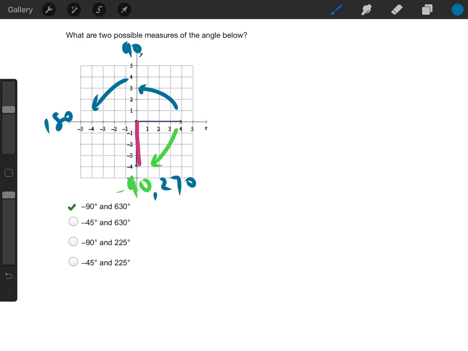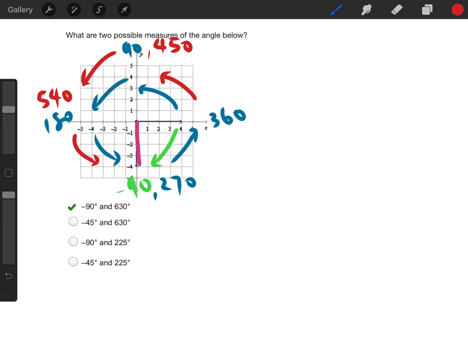So this is what we're going to do. We're going to keep going. So that's 270. We're going to keep going. That's 360. You're going to keep adding 90 and 90. So second circle, I'm going to add 90. I'm going to use a different color to express it. So that's going to be 450. If you add another 90, that's going to be 540. If you add another 90, it's going to be 630. So your answer is going to be negative 90 and 630.